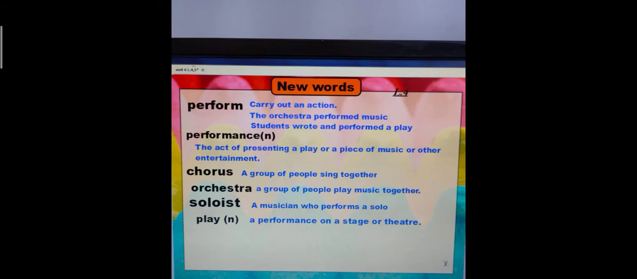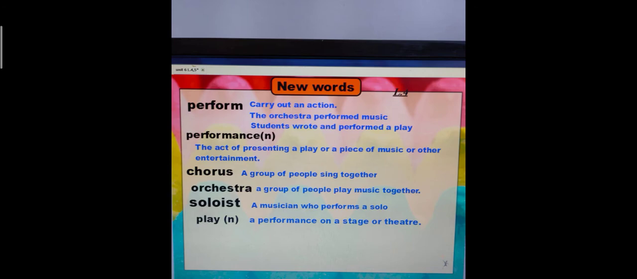Number 2, performance, this is a noun from the verb perform. It means the act of presenting a play or a piece of music or other entertainment. Chorus is a group of people singing together. Orchestra, a group of people playing music together. So chorus means people sing together. An orchestra, people play music together. This is the difference.